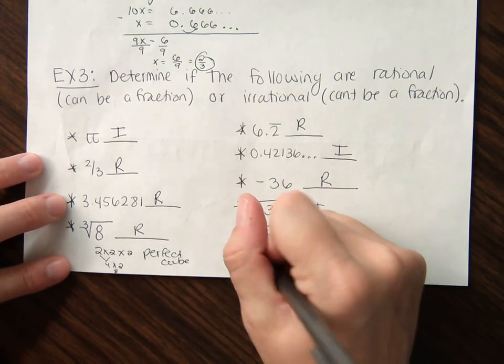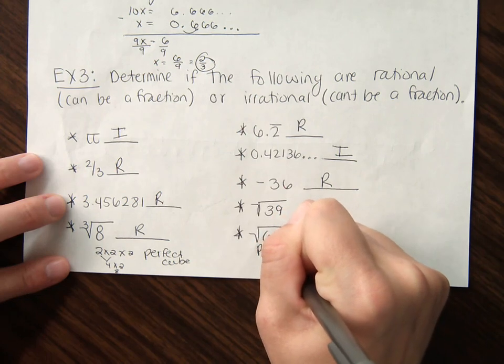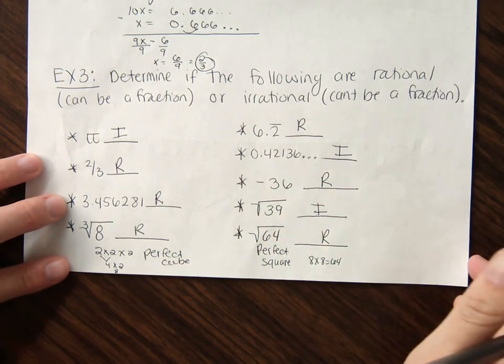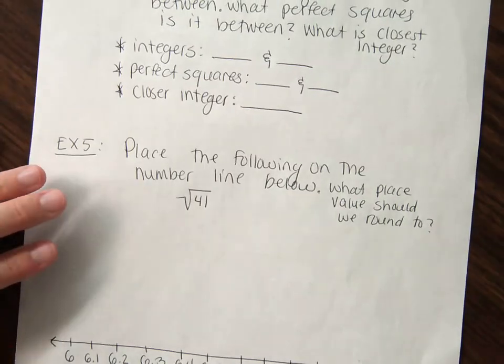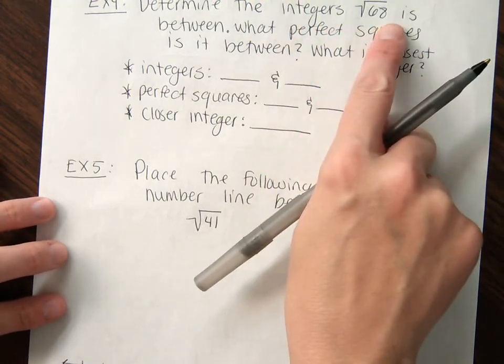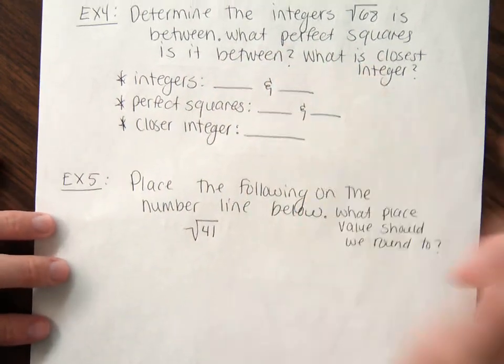The square root of 64 is a perfect square, because 8 times 8 is 64, so this is rational. On to the back. We're going to determine the integers that the square root of 68 is between, what perfect squares it is between, and what is the closest.